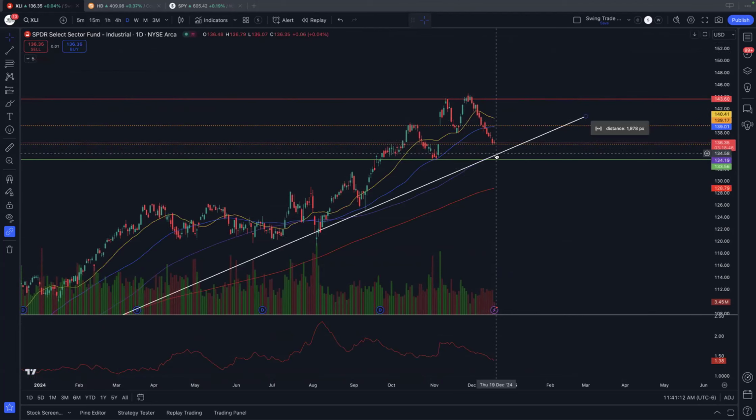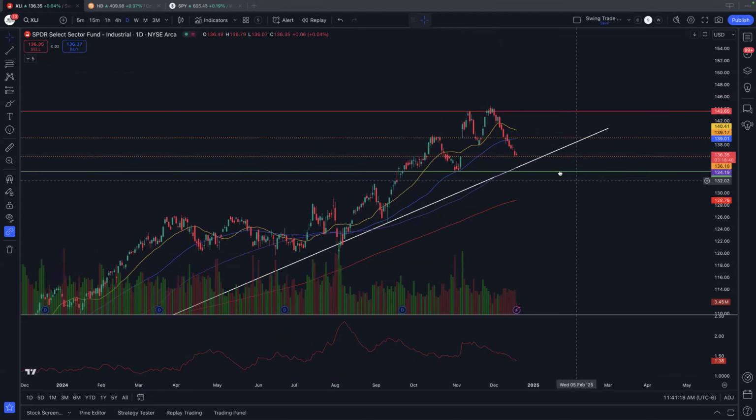Let's say I'm looking at this and I say, okay, if XLI closes below the trend line, which the 100 moving average is also there, and it's a previous support level, so there's nothing but confluence here at 133.50, 134 on XLI. If it loses that, I'm targeting the 200 moving average below. So that is about a $6 drop from the 134 to 128.